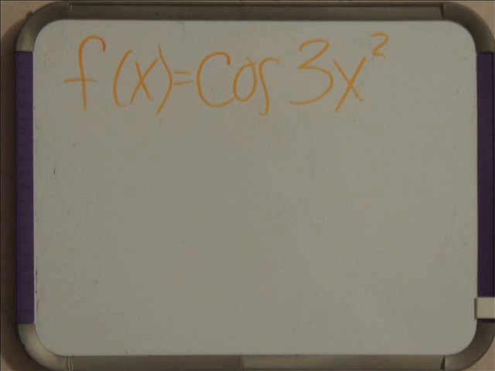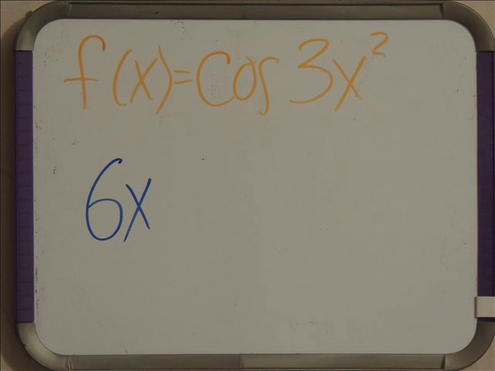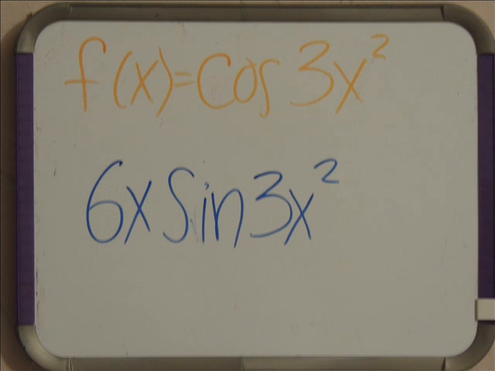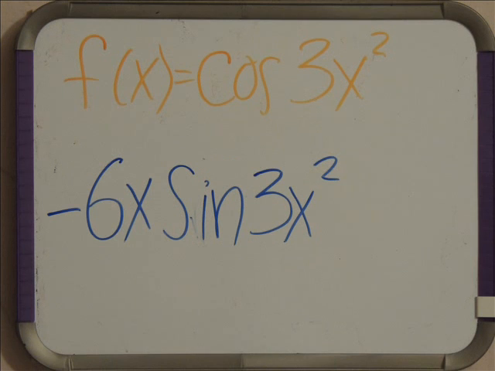Another example. Cosine of 3x squared. First, the derivative of 3x squared times the derivative of cosine evaluated in 3x squared. But as the derivative of cosine is minus sine, our derivative is negative.